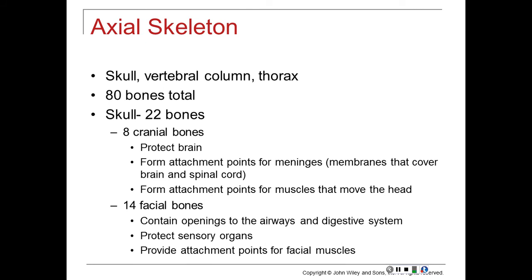There's 14 facial bones. Our facial bones contain special openings for airways and the digestive system. They also protect our sensory organs like our eyes and nose. They provide attachment points for our facial muscles as well.